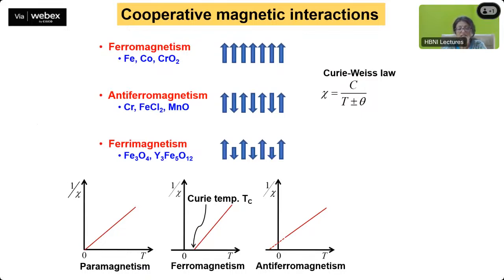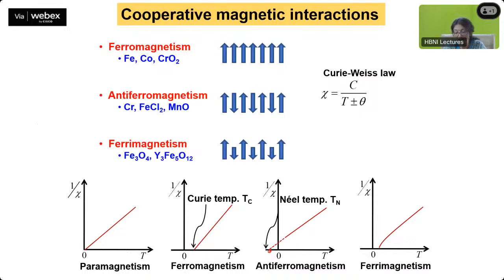In case of antiferromagnetism, if you look at 1 by chi versus T, you will get a straight line, and if you extrapolate that straight line, it will cross at some negative point on the temperature axis. So this is antiferromagnetic, and that particular temperature is known as the Néel temperature, named after the scientist who discovered it. And then you have something which is known as ferrimagnetism. In this case, you do see a straight line, but there is a slight little curve at the bottom in this portion. And this is because of the difference in the magnitude of these vectors, which are opposite to each other, the magnetization value of this particular vector. So you see this kind of a tilt in this particular line, 1 by chi versus T.